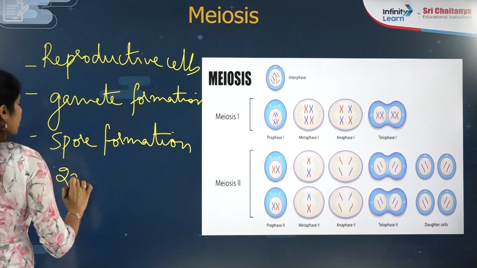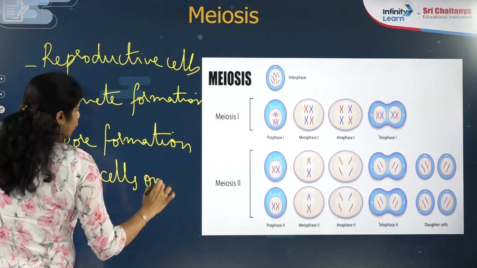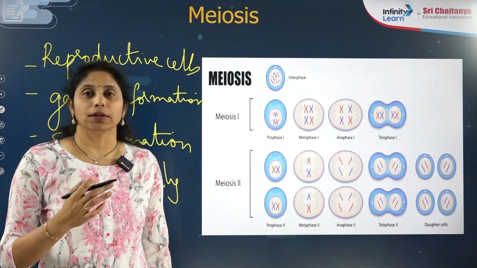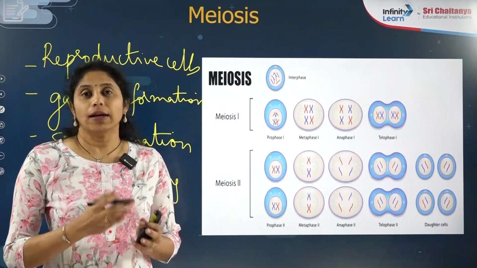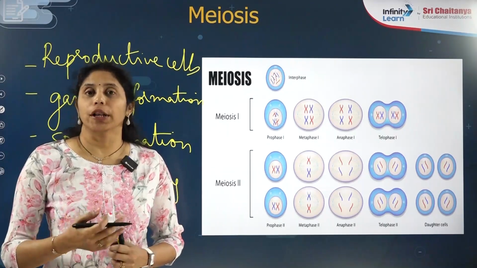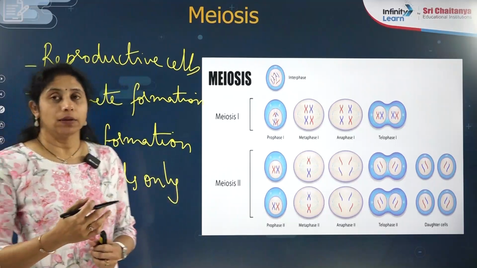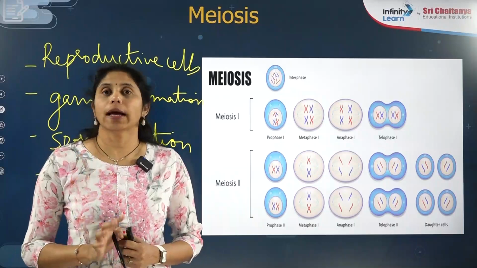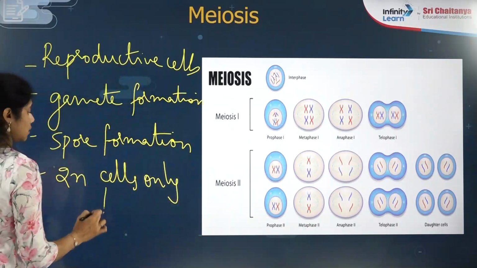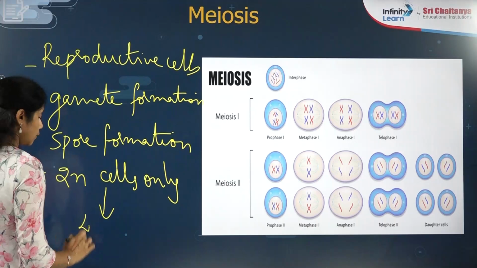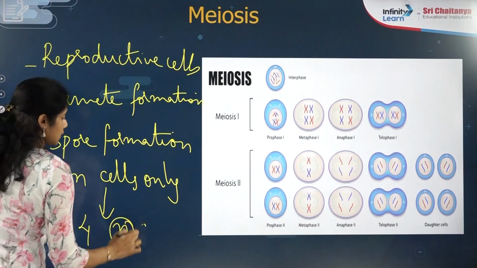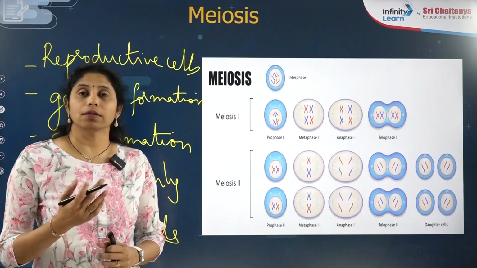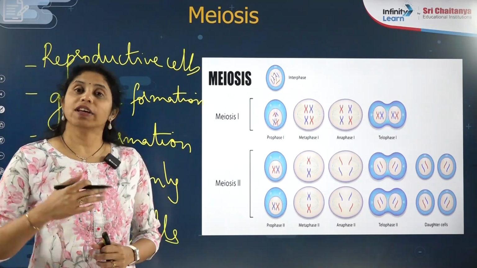It always occurs in diploid cells only. There is no meiosis that happens in haploid cells. By the end of meiosis, diploid cells are converted into haploid cells. After meiosis, one diploid parent cell forms 4 haploid daughter cells. So meiosis always occurs in diploid cells only, and always results in the formation of haploid daughter cells.